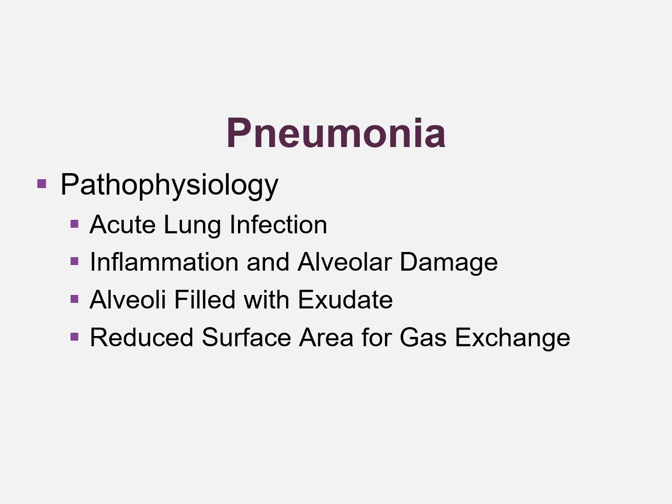Pneumonia. This is caused by an acute lung infection. There is inflammation and alveolar damage. The alveoli are filled with exudate, and this reduces the surface area that is required for gas exchange. So these patients are going to have an alteration in being able to perfuse tissue.